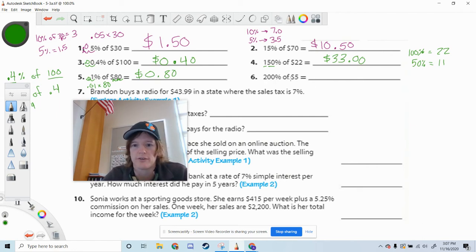Number 6, 200%. Well, that's 2 100%. And 1 100% of 5 is 5. So if we have 2 of those, it's going to be $10.